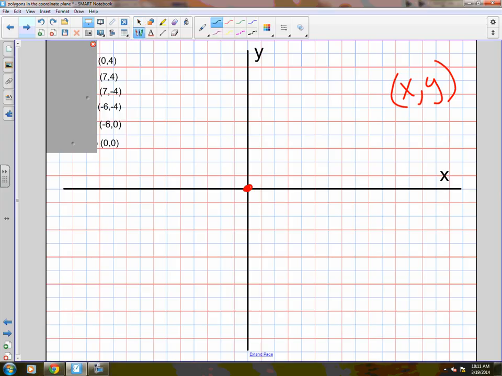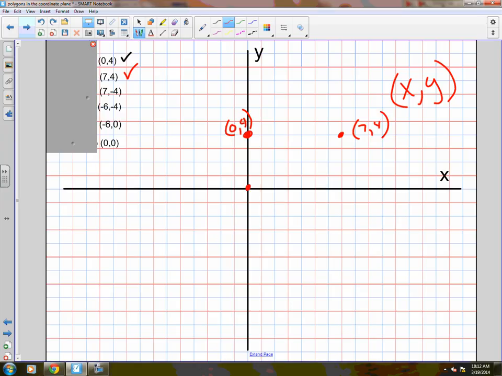Okay, our first coordinate here is 0, 4. So I'm going to start at 0 and go up 4. So that would be here, and then go 1, 2, 3, 4. And there he is. I'm going to label him 0, 4. Okay, he's done. Let's go to our next one, 7, 4. That would be 7 to the right, 1, 2, 3, 4, 5, 6, 7, and up 4. 1, 2, 3, 4. And I'm going to label him 7, 4.